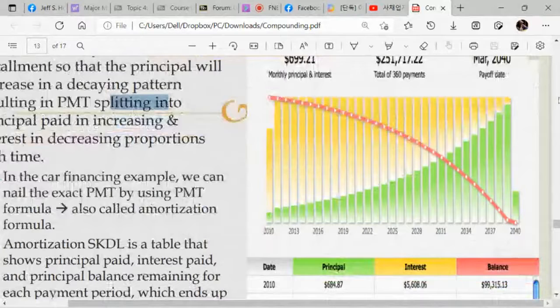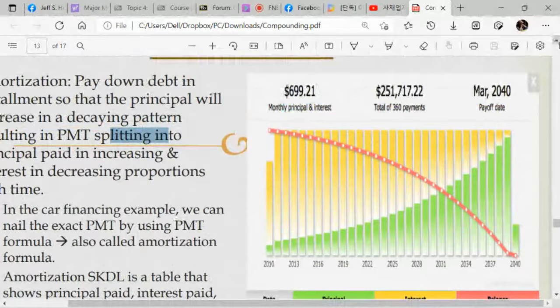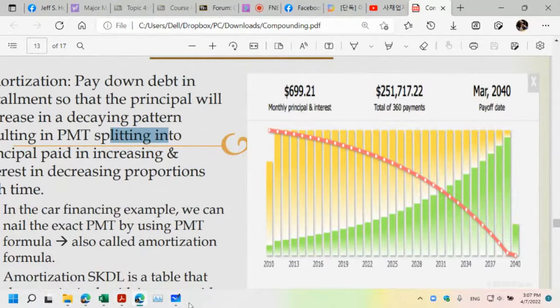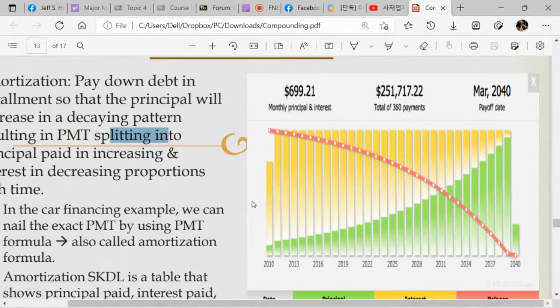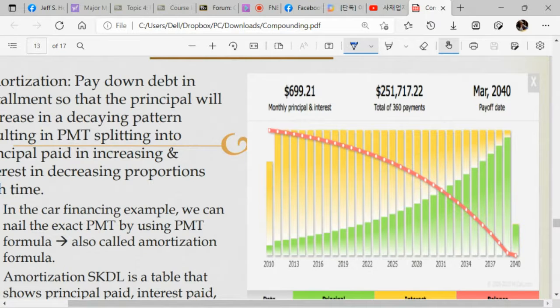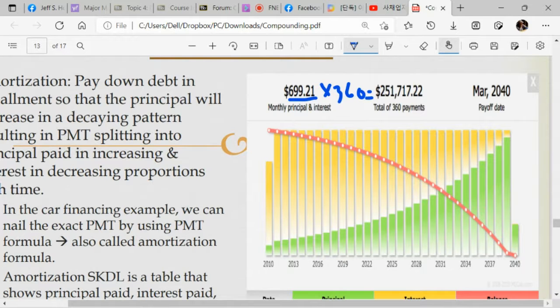Now, this looks like a 30-year mortgage, right? Let's just go on. So this looks like a 30-year mortgage, how it is amortized, and it looks like the monthly payment is about $700. If you multiply that by 360, the total payment over 30 years is this. It started in March 2010, and March 2040 is the payoff date.